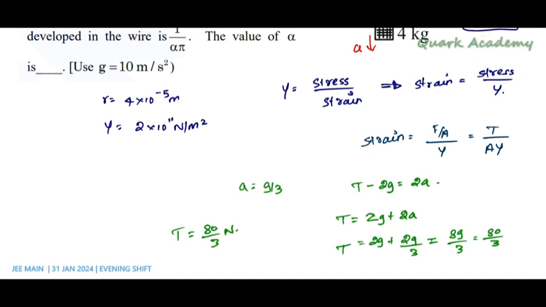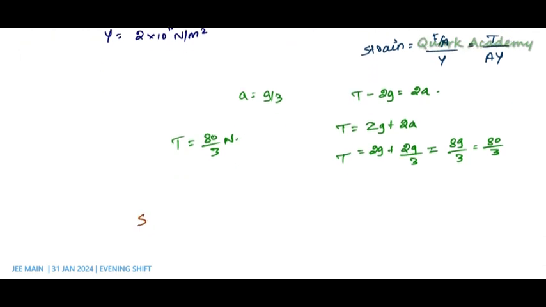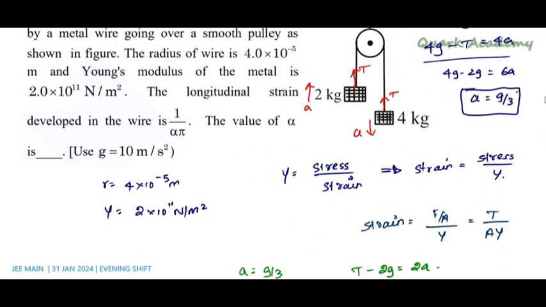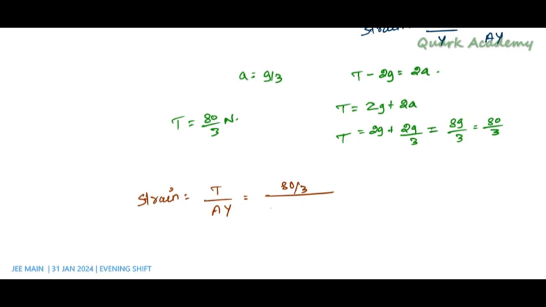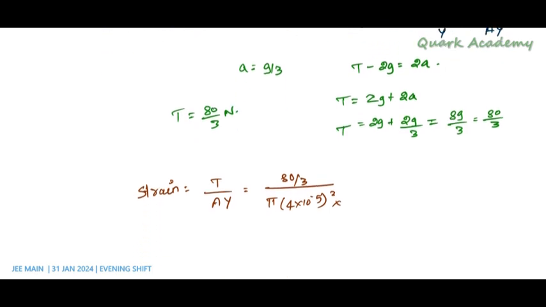Now we can find the strain. So strain equal to tension by area into Young's modulus. So tension is 80 by 3. Here, the area is the cross-sectional area of this wire. You can consider this wire as a small cylinder. Cross-sectional area is going to be a circle, and it is pi r square. Pi into r, where r is 4 into 10 to the power negative 5 meter, squared. Young's modulus is 2 into 10 power 11.